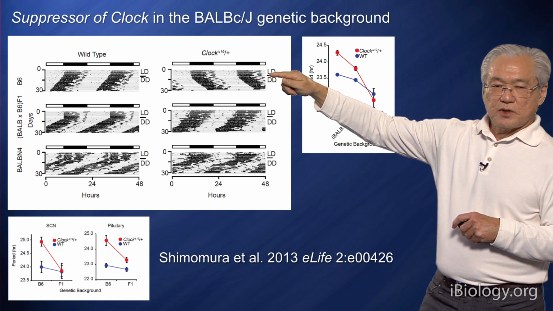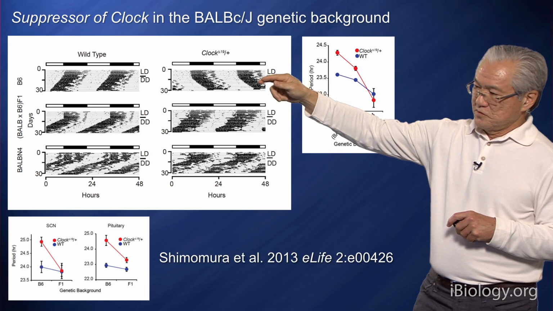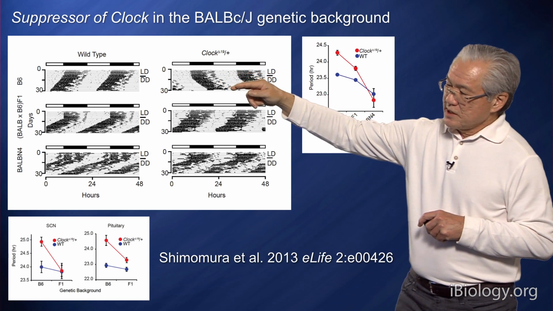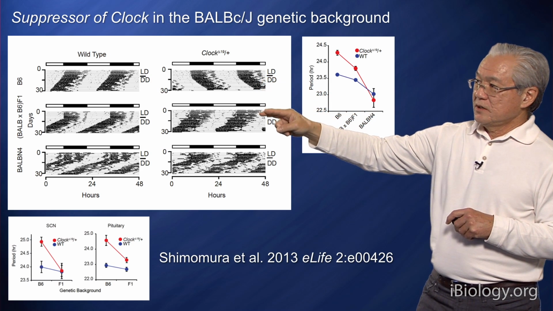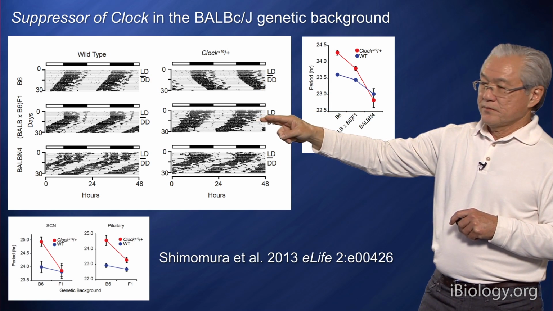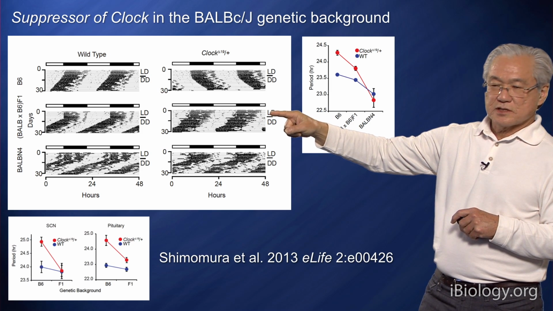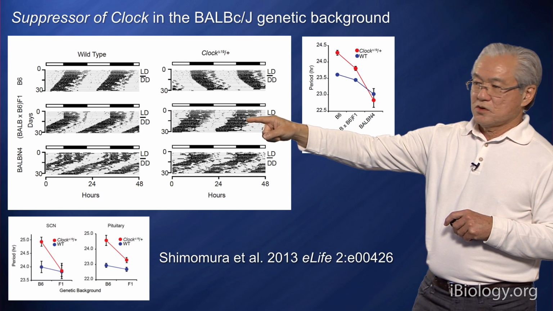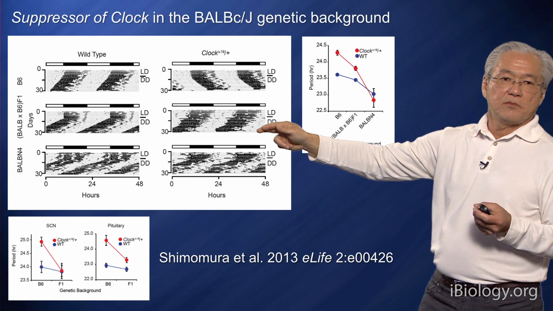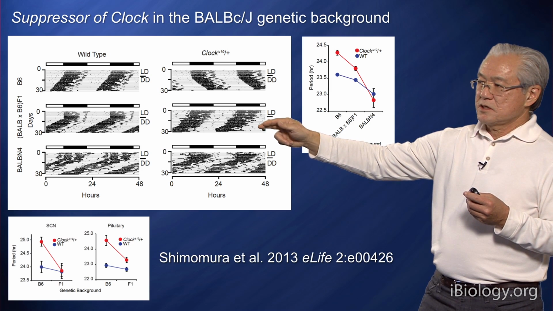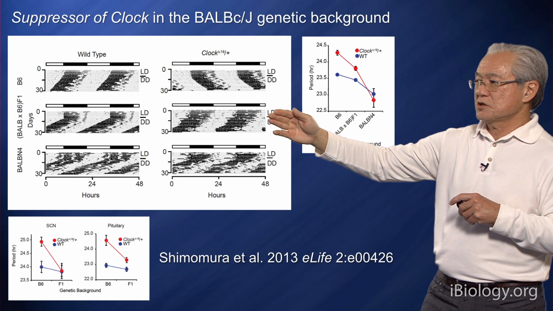The top two are from C57 black 6 mice, and you can see what I showed you before. The clock mutation lengthens the period by about 1 hour. Okay? But when we cross to BALB-C, even though this mouse on the right is a clock mutant, its period looks normal. So we call this genetic suppression. The BALB-C background is somehow suppressing the period lengthening effect of the clock mutation.